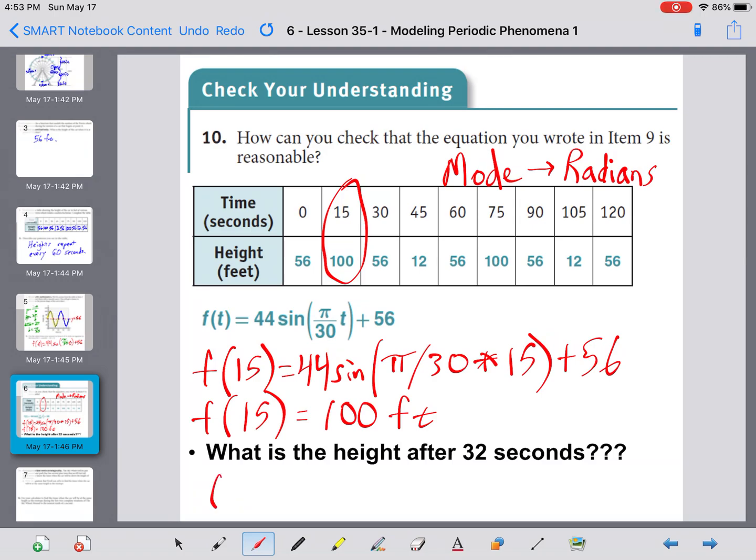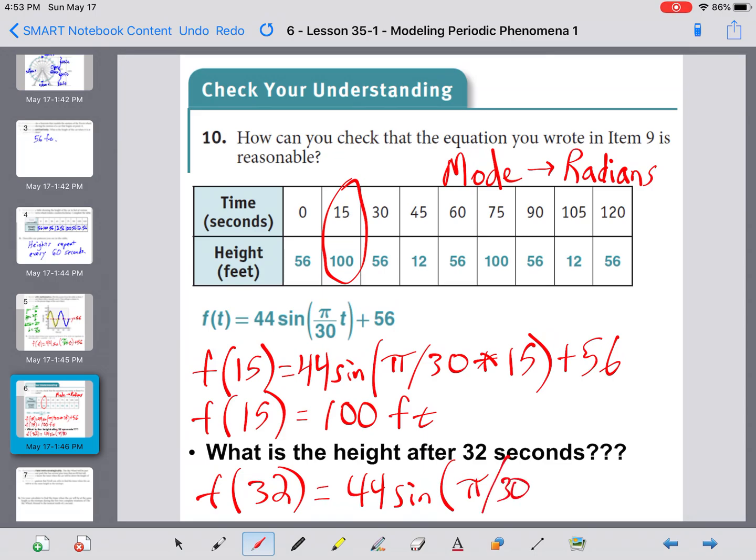So if you wanted to find the height after 32 seconds, right? So f of 32 is what you're going to type in. This is 44 sine of pi divided by 30, now times 32 seconds plus 56. All right, so I don't have my calculator here. Let me see if I can find it really quickly here. So if you want to take a second, pause the video even, and try to type that in to your calculator, see if you can get the correct number. I'll do it here as well on mine.